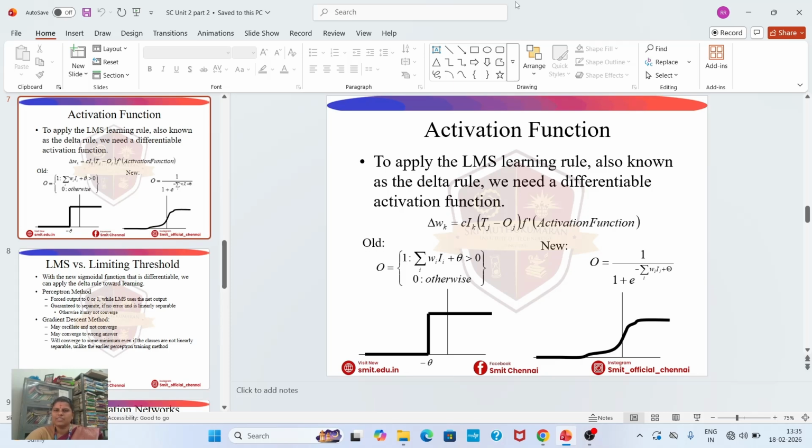Now the activation function sigmoid. The sigmoid curve graph is a smooth S-shaped curve with output between 0 and 1, differentiable everywhere. The perceptron learning rule uses a step function, with no derivative and limited capability. So LMS uses a differentiable activation like the sigmoid, which allows gradient descent and can handle more complex problems.